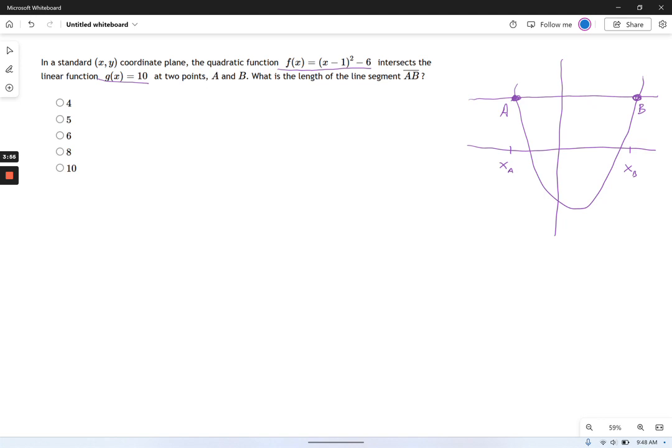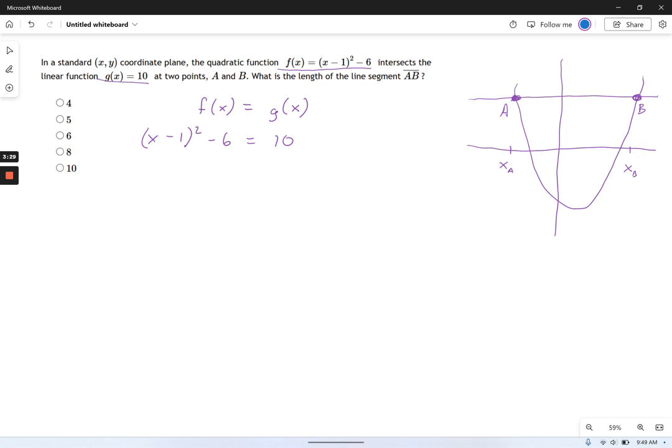So what I'm going to do to find the intersection of two functions is simply set them equal to each other. This is always the procedure. If you want to know where they intersect, you say, where are the y values equal? Well, what are the y values? The y values of f of x are this, (x minus 1) squared minus 6. And the y values of g of x are very simple. It's just the number 10. It's always y equals 10.